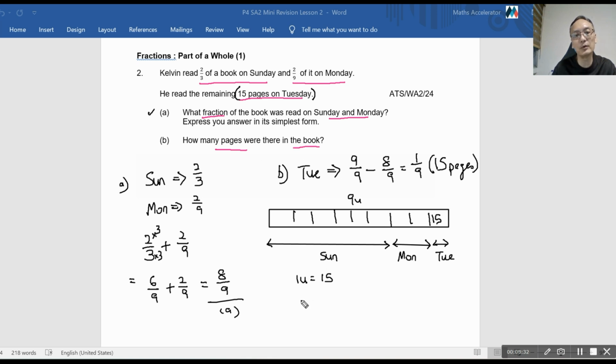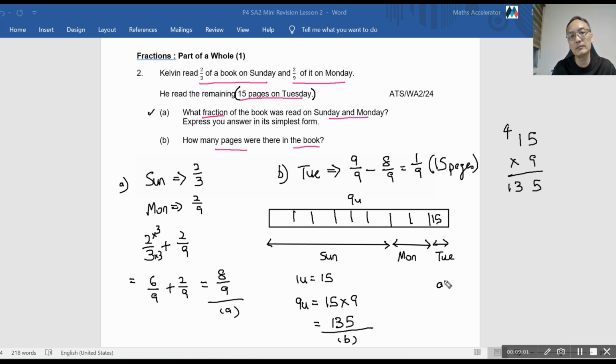So in order to find the book, we need to find the value of 9 units, which is 15 times 9. So let's carry out our multiplication at the side. 5 times 9 is 45. 5 carry 4. 1 times 9 is 9. 9 plus 4 will give us 13. So we will get 135. Right, so that's the answer for part B.